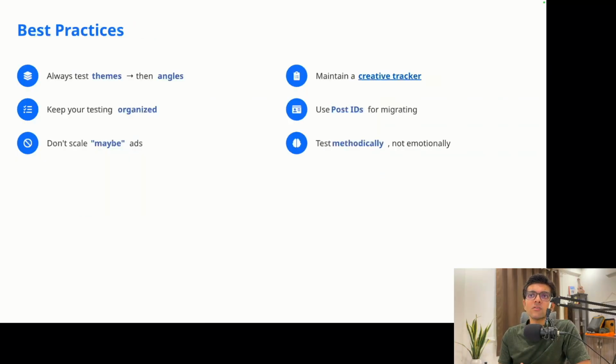So these are the best practices. Always test in themes and then angles. So decide the theme of the creative, and then create certain hook variations, angle variations, etc., and put them in the same ad set, so that you'll be able to test and see what's working. Keep your tests organized so that you understand what's really working and what's not working, and then you can actually take study notes out of it. Don't scale maybe ads. If there are maybe ads, then let them breathe, let them be in the testing. Try increasing budgets over there. Once you are sure, only then graduate. Maintain a creative tracker just the way I have shown you over here. Use post IDs for migrating, and test methodically, not emotionally, right? Don't get attached to your ideas. Stay relevant with data.